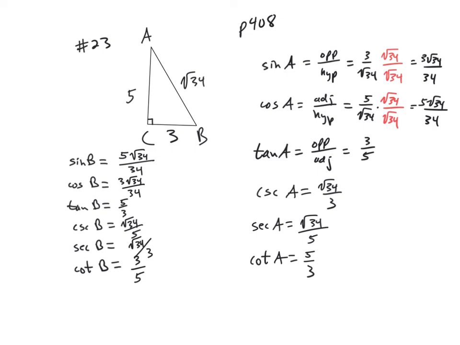Now, if you don't remember that for these right here, it's not a big deal, because the cosecant of B is just the reciprocal of this. The secant of B is the reciprocal of this. So there you have the values for A and for B. We have all 6 of these and all 6 of these.